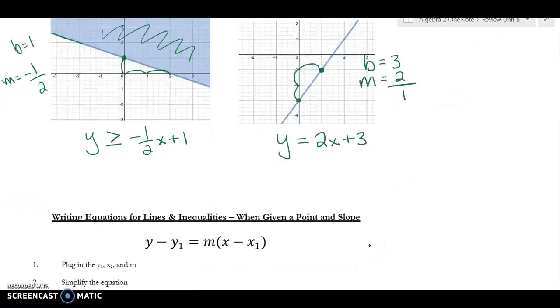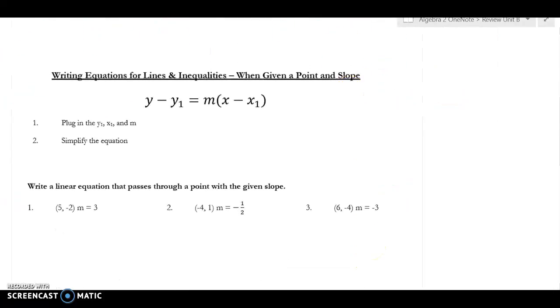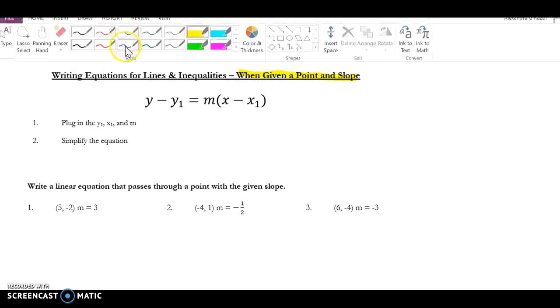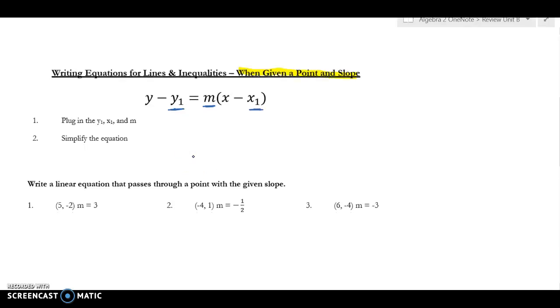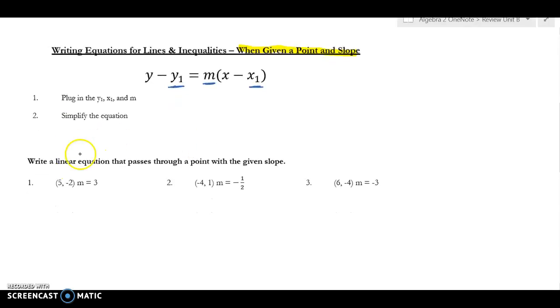All right, the next type of problem we're going to have is when I give you a point and a slope. And so with a point and a slope, what happens is I can plug in some things. I can plug in the y1, I can plug in the m, and I can plug in the x1. After that, I just simplify. So the hardest thing is knowing what to plug in and where to plug it in. So let's do a couple examples.